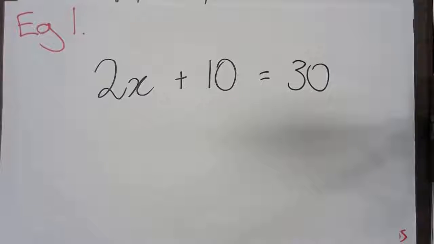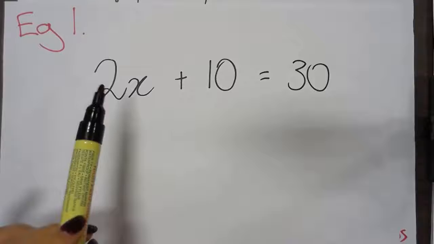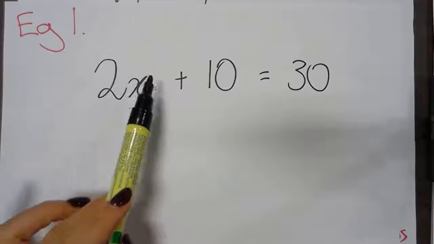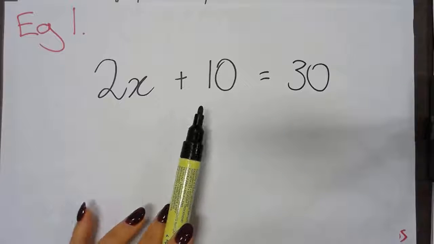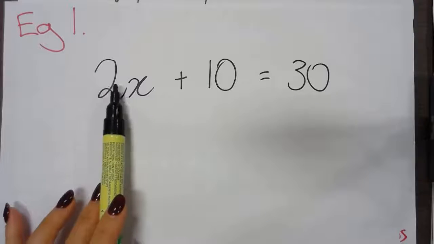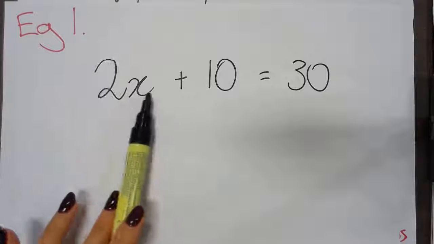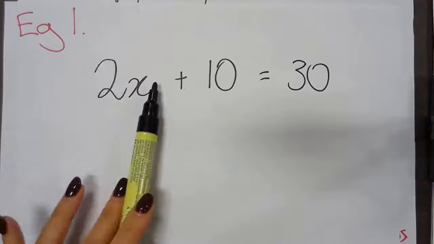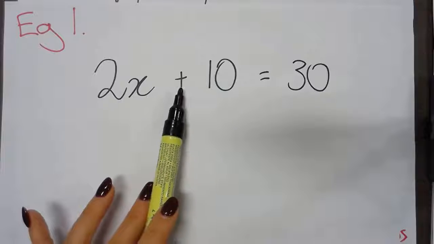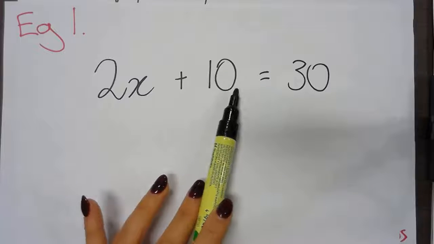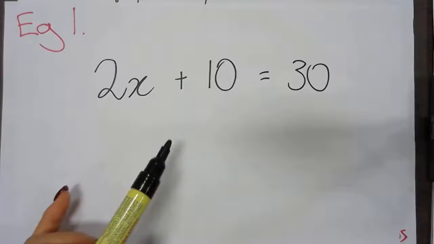Okay, example number 1. We've got 2x plus 10 equals 30. Now, a couple of ways that you can think about this. The overall rule is that x needs to be on this side alone. So, we have a look. We've got the 2 times x. They're very close together. And then the plus 10 is kind of out the side. So what we actually have to do is get rid of the plus 10 first. Okay, that's got to go first.